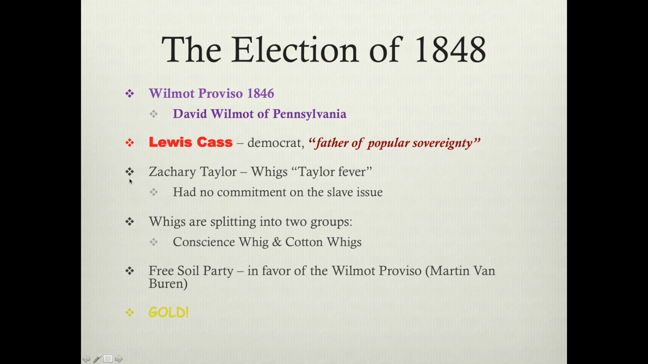The Whig candidate, Zachary Taylor, simply ran on a campaign, Taylor Fever, because America is all happy that this famous general is running for president, I guess. He never says anything about slaves. Interestingly, he is a slave owner, but he's not going to comment on it. The Whig Party refuses to even talk about slavery. Another interesting trivia, Zachary Taylor is our only president, spoiler alert, he does win this election, our only president to not vote in his own election.